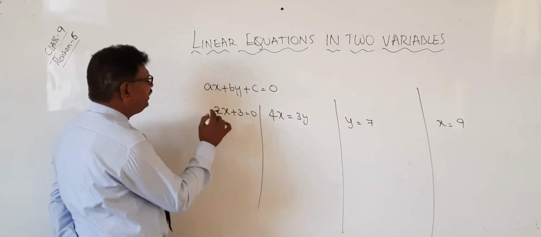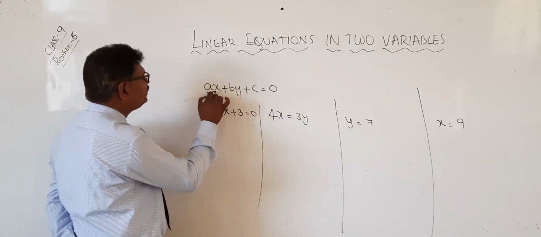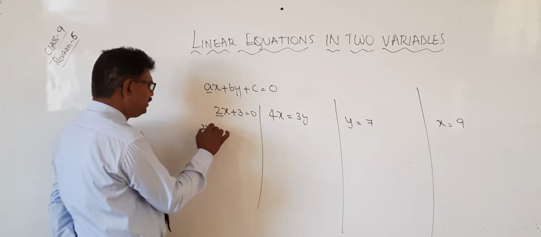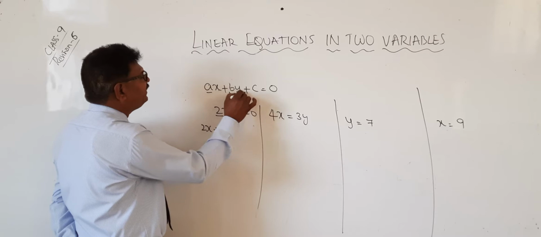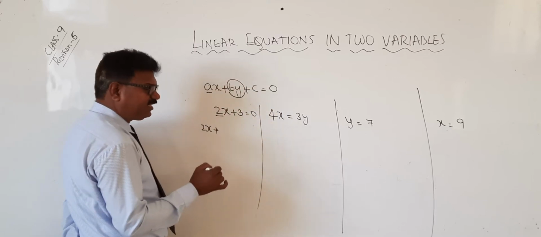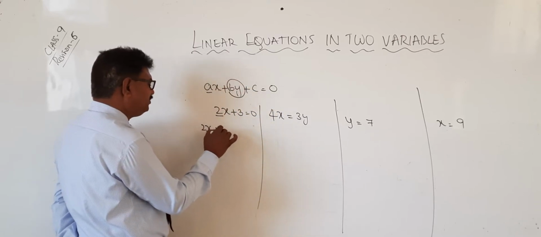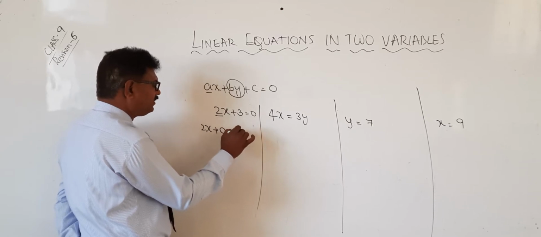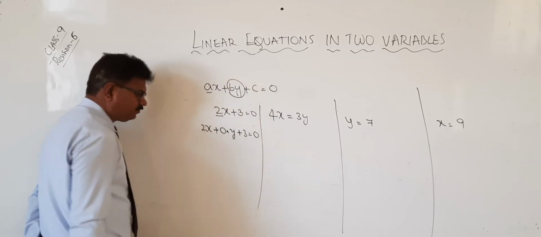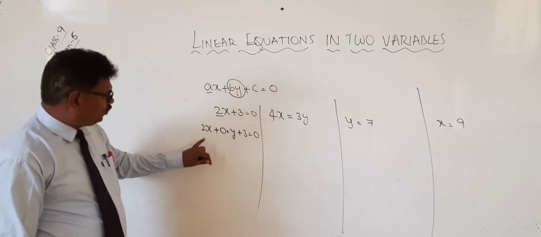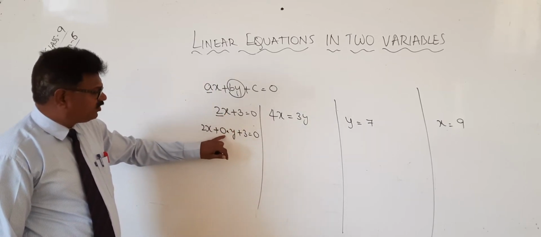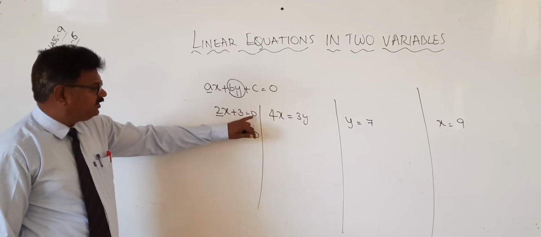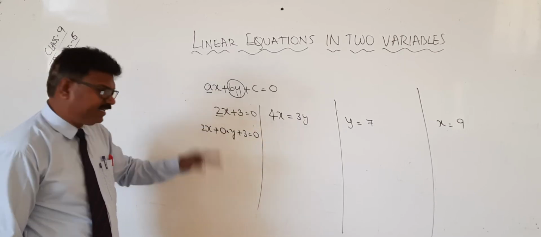I told you, see, 2 is there, x is there. Therefore, there is no problem. 2x plus. Here the y term is not there. Therefore, I will write like this. Instead of b, I will write 0 into y plus 3 equal to 0. 2x, y term is not there. Therefore, 0 into y plus 3 is equal to 0. Okay? Next here.